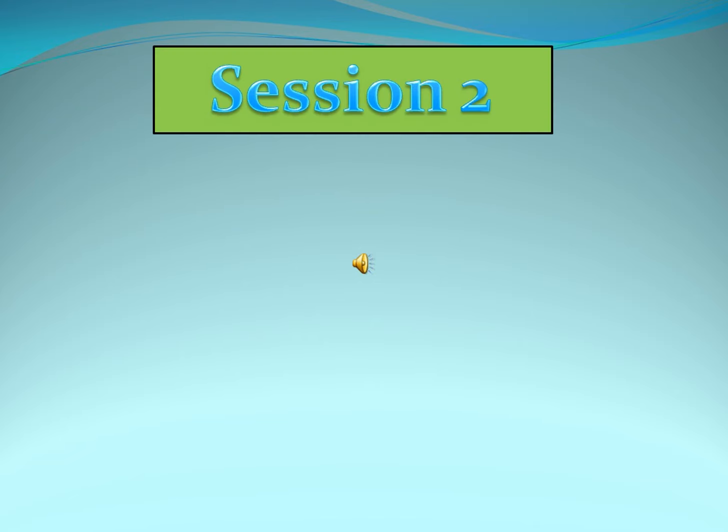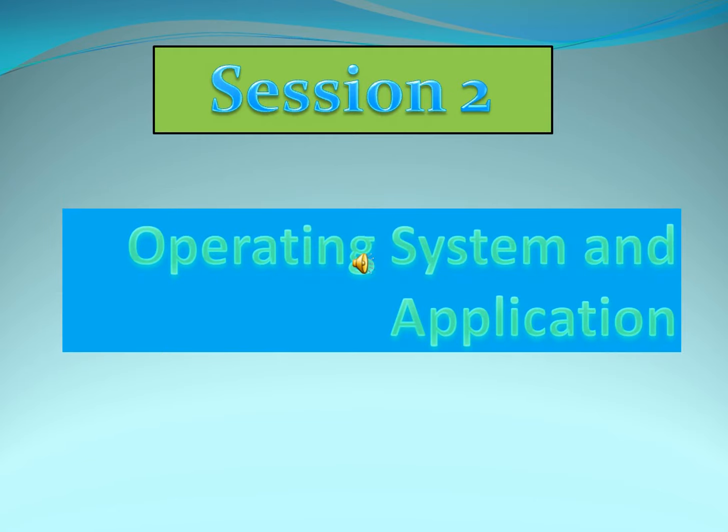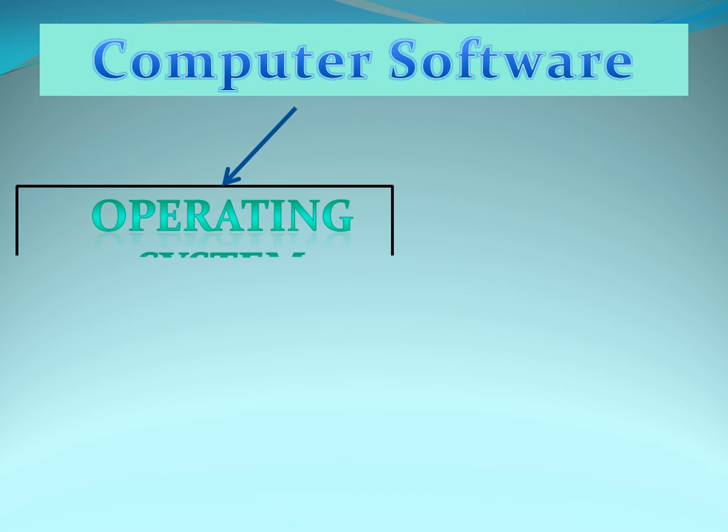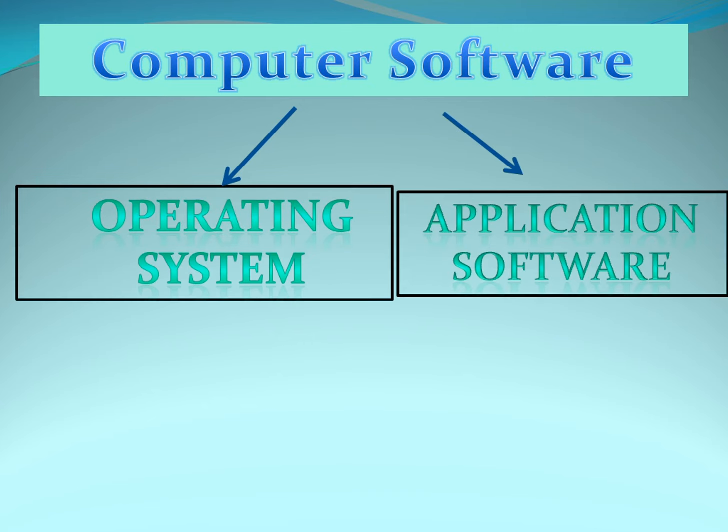We are starting with session 2, operating system and the application. Computer software is basically divided into two parts, operating system and application software. Students, can you repeat with me? Computer software is divided into two parts, operating system and application software.